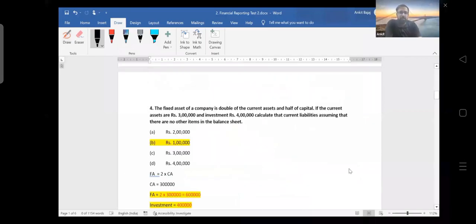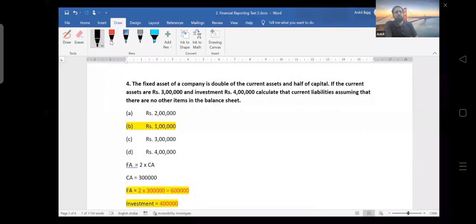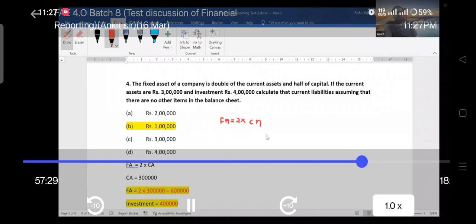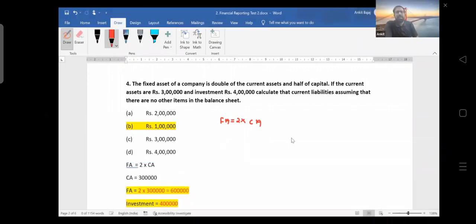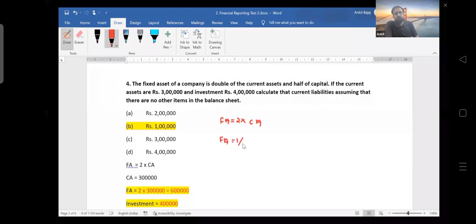Now, further, if we see the question, the fixed asset of the company is double of current asset, right? Quickly, we will do this question. That is 2 into current asset, and fixed asset is equal to half of capital, right? If the current assets are 3 lakh and investment is 4 lakh, calculate the current liability, assuming that there are no other items in the balance sheet.